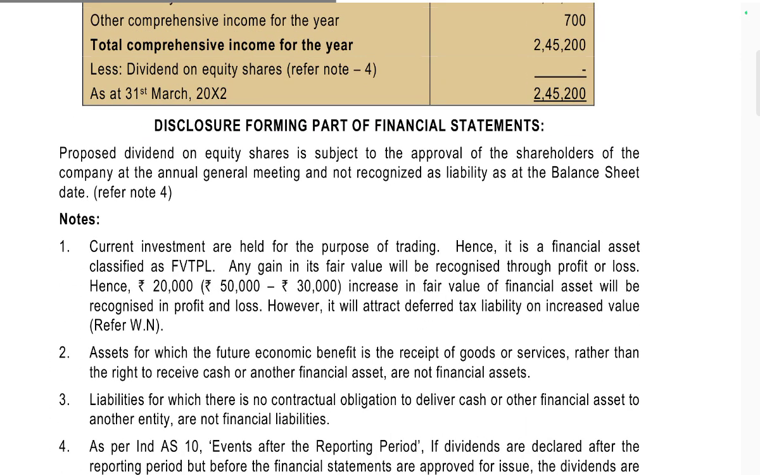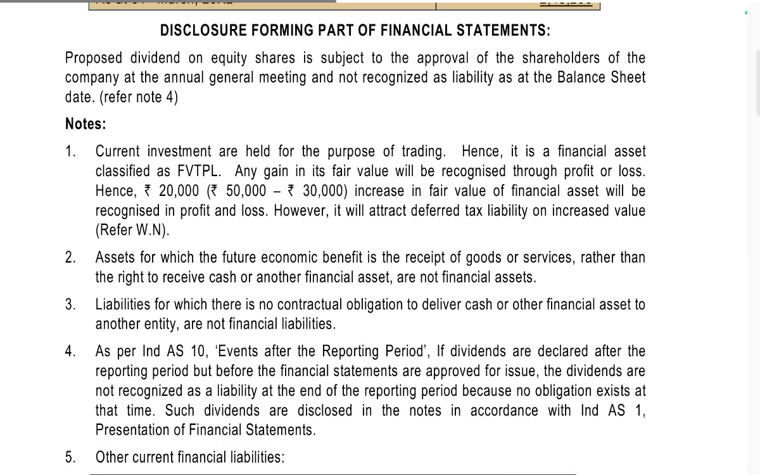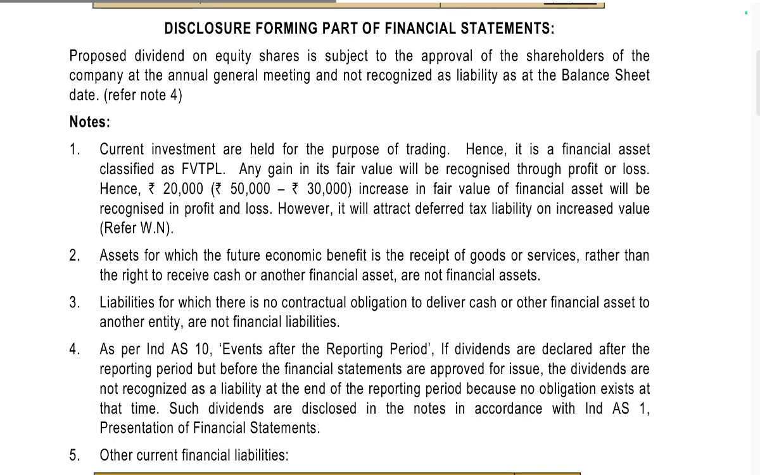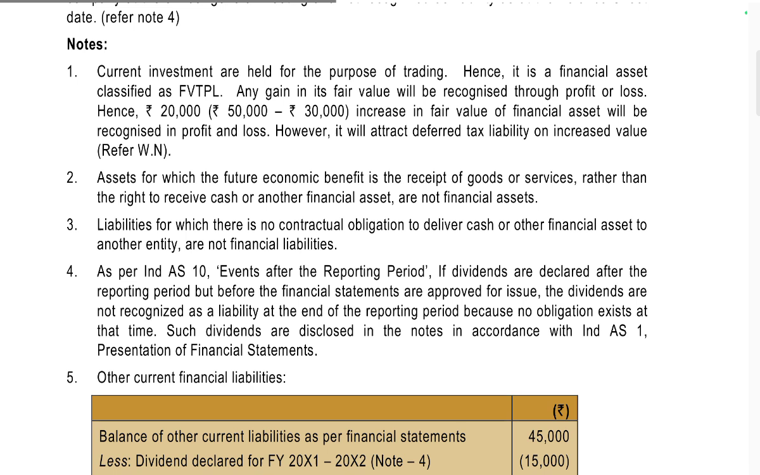2,45,200. Disclosure: the proposed dividend on equity shares is subject to the approval of shareholders at the annual general meeting, and is not recognized as a liability in the balance sheet. On 31st March, the current investment has been held for trading, classified as financial assets at FVTPL. Any gain in fair value is recognized in profit and loss, here 20,000. Hence, an increase in the fair value of the financial asset will be recognized in profit and loss. However, it will attract deferred tax liability on the increase in value.